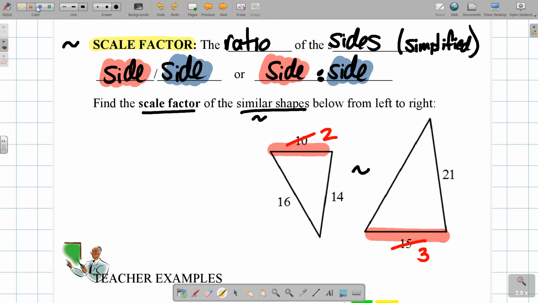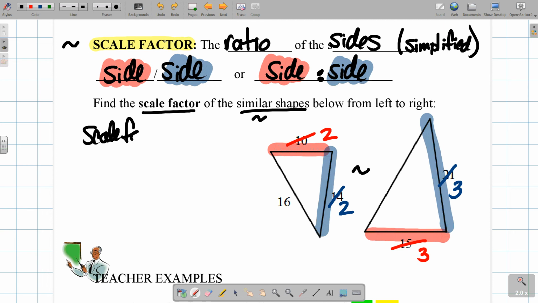Let's check to see if we're correct. Now we're going to check the medium size. Medium to medium. Notice I'm matching the side lengths here. 7 goes in there twice, 7 goes in there 3 times. Notice the ratio is equal. So we would say the scale factor from left to right is going to be 2 to 3. Of those shapes, left to right is 2 to 3.